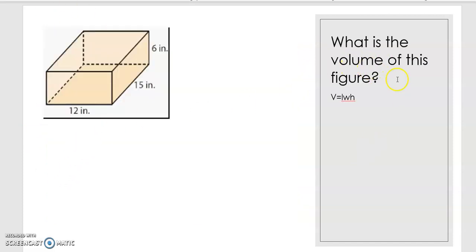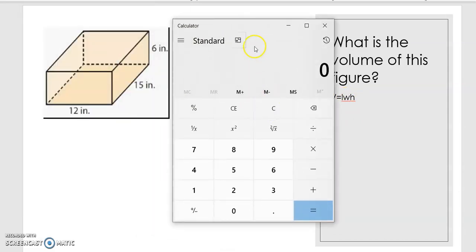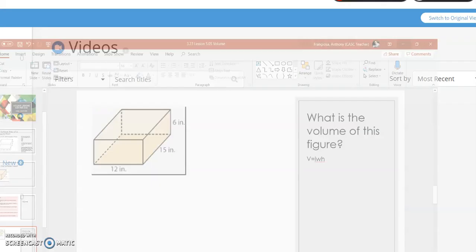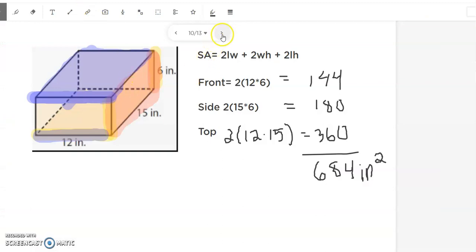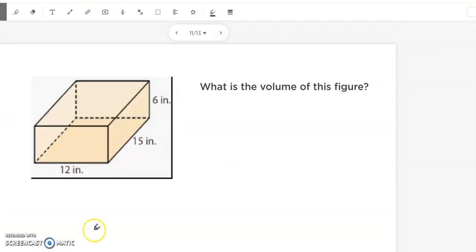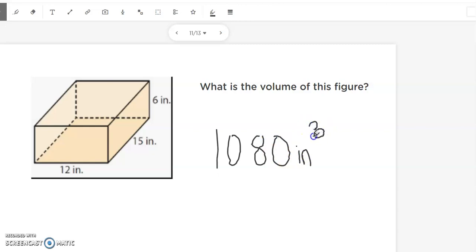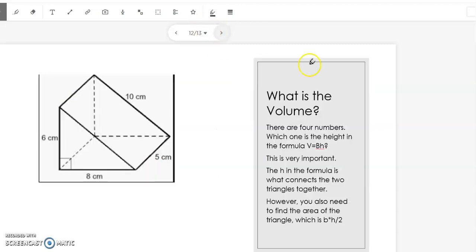All right, so what is the volume of this figure? Well, we just said the formula is length times width times height. So I have 12 times 15 times 6, which is 1080 inches cubed. So what does that look like? If I'm writing it, it's going to be 1080 inches cubed. All right, now we're going to talk about this in a second.